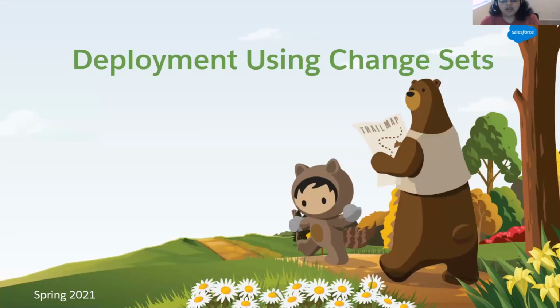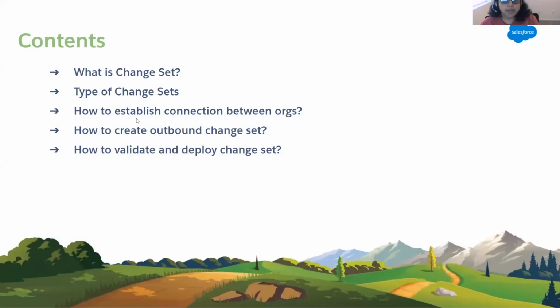Good morning, everyone. I'm going to share my screen. Looks good. Coming to a session today, we are going to discuss the topic of how to deploy the components from one organization to another organization using change set. If you want to deploy customization using change set, you should have both source and target organization to be connected. Okay, so let's begin this.